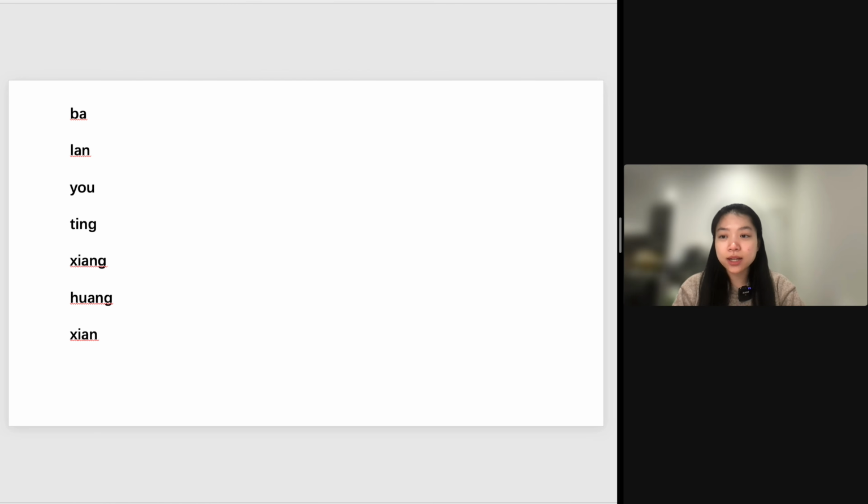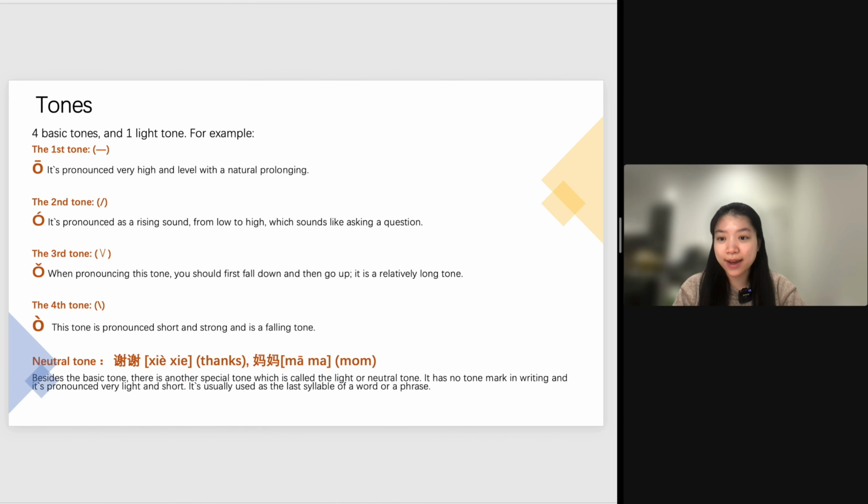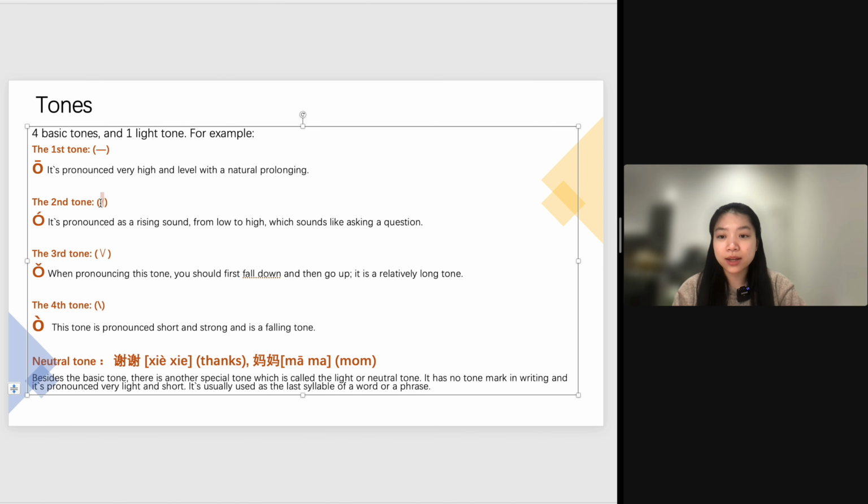And how about the second tone? So let's go back to our slide again. Now you can see the second tone. The sign here will be like this, yeah? This means you need to pronounce it like a rising tone. For example, lan, ba.